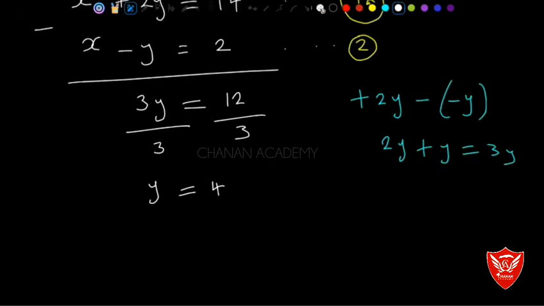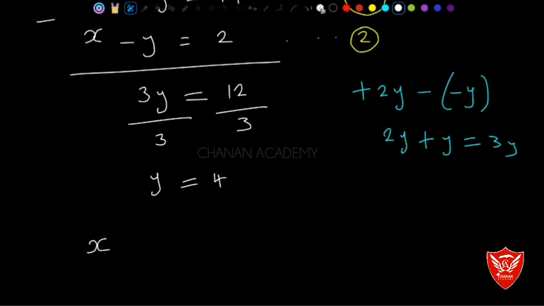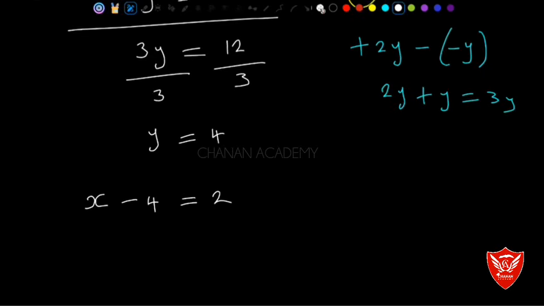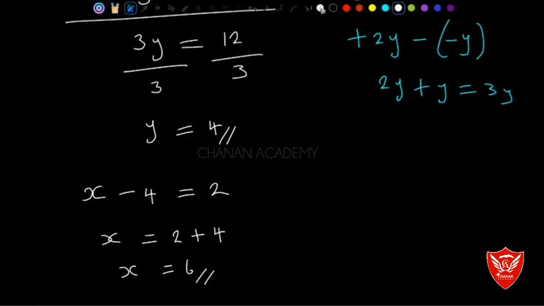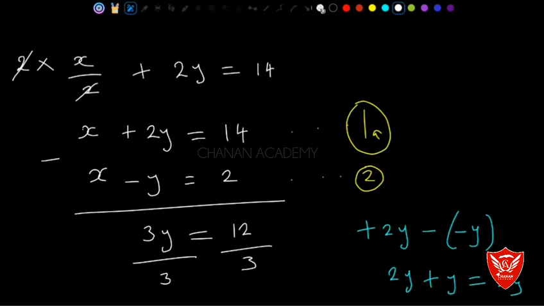Now if y is equal to 4, we can easily substitute y in equation 2, and then we're going to have x minus 4 equal to 2. Therefore x is equal to 2 plus 4, which is x is equal to 6. All right, so our y is 4 and our x is 6. So this is how we solve equations involving fractions. Let's take one more example.